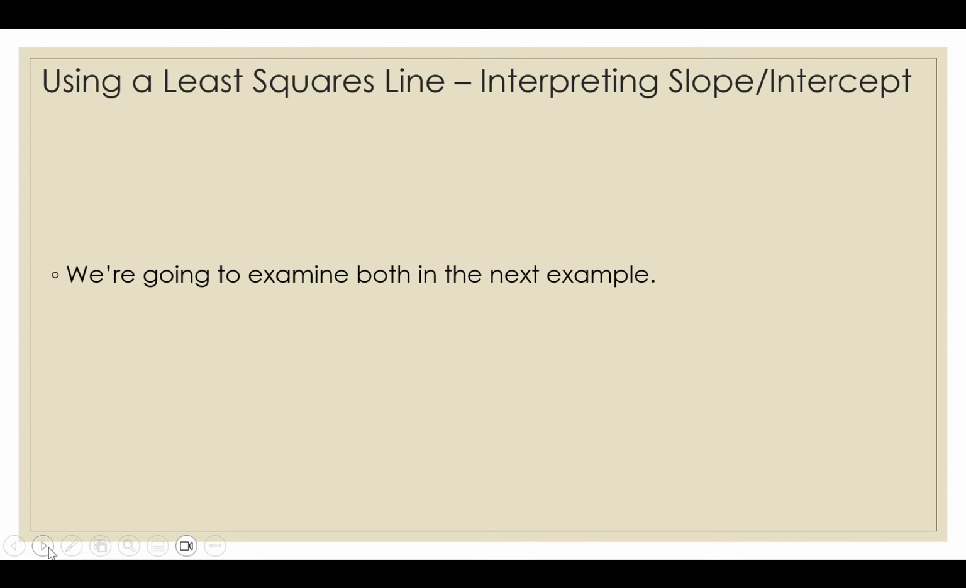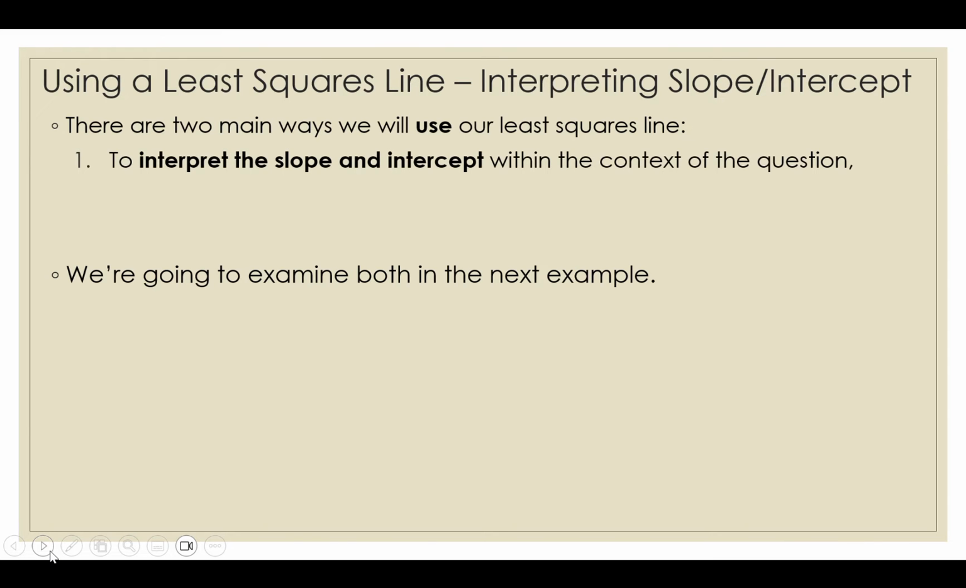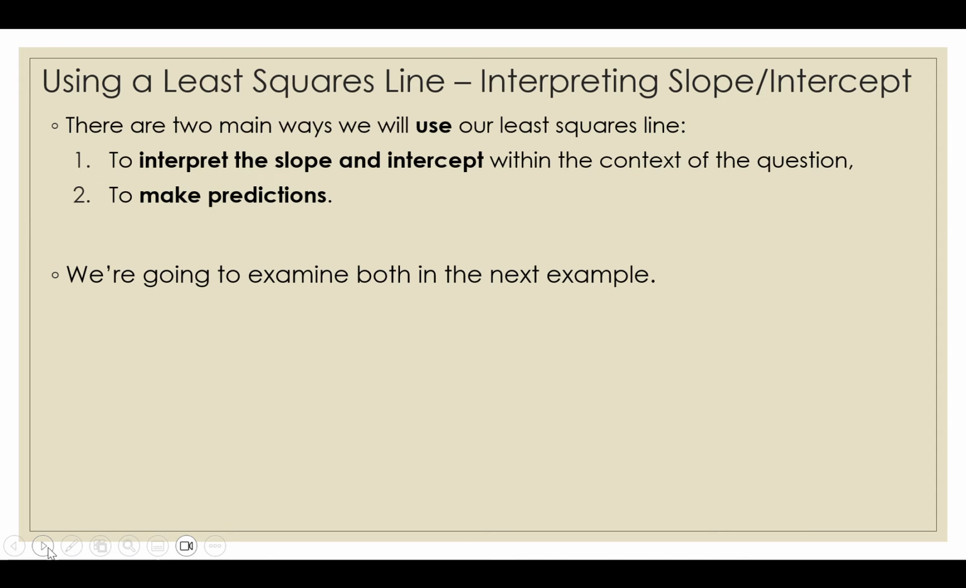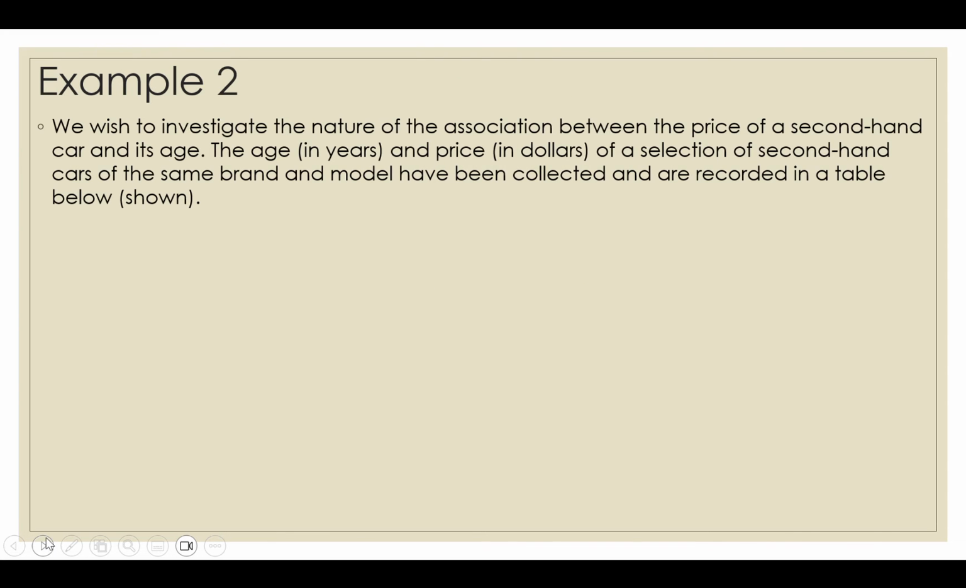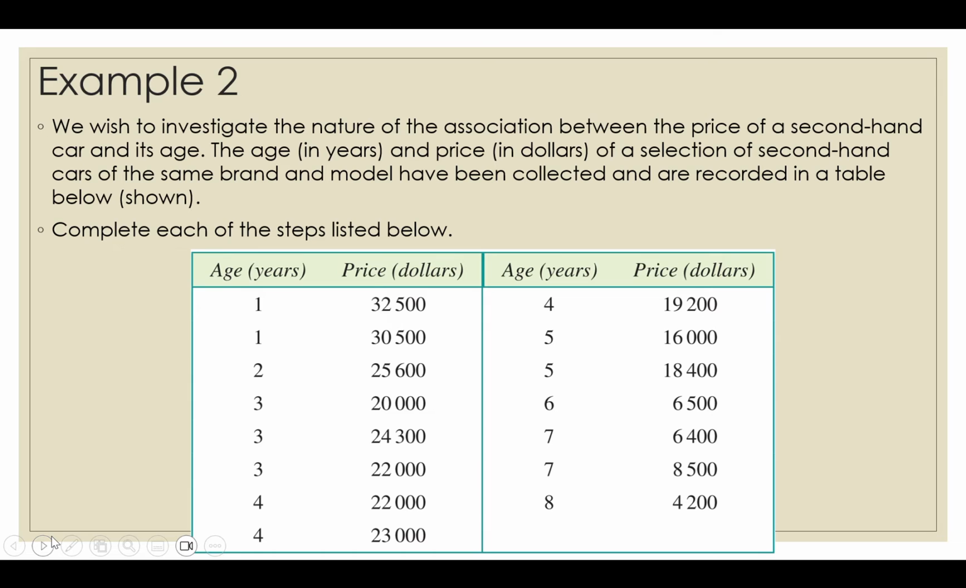All right, so using the least squares regression line, or interpreting it. Two ways: interpret the slope and intercept within the context of the question, and to make predictions. So we're going to have a look at both of these. They will definitely come up in tests and exams, so you need to understand how to do both of them. So here's our next example, where there's an association of the second-hand car and its age. We've looked at this example a few times already. So we've got the age of the different cars and the price of those cars in dollars.